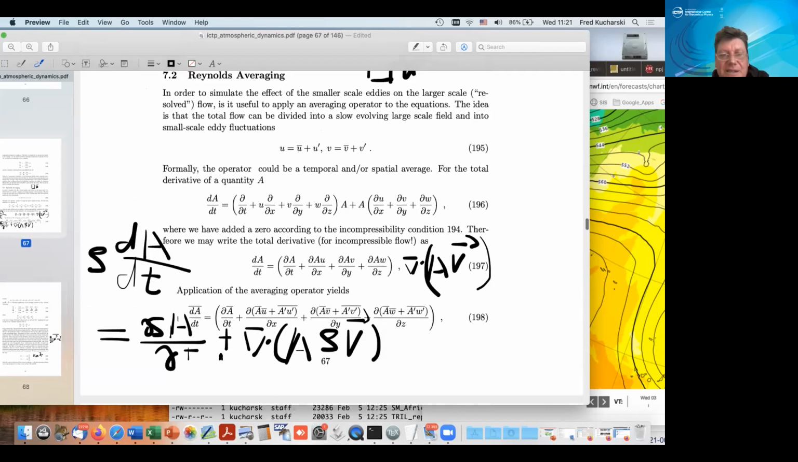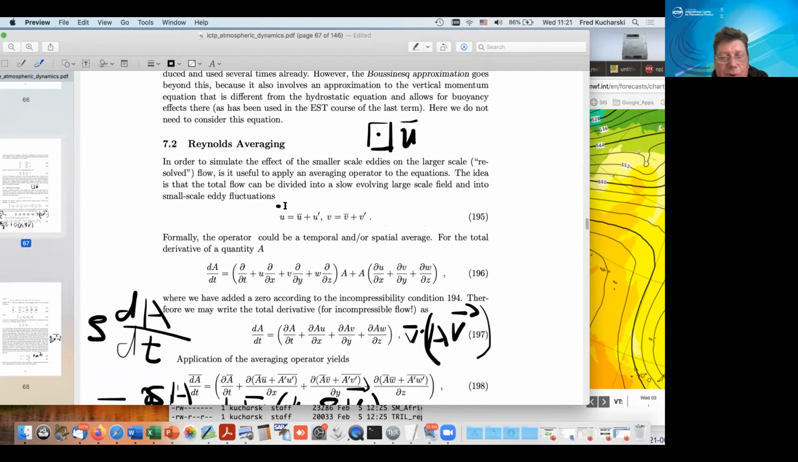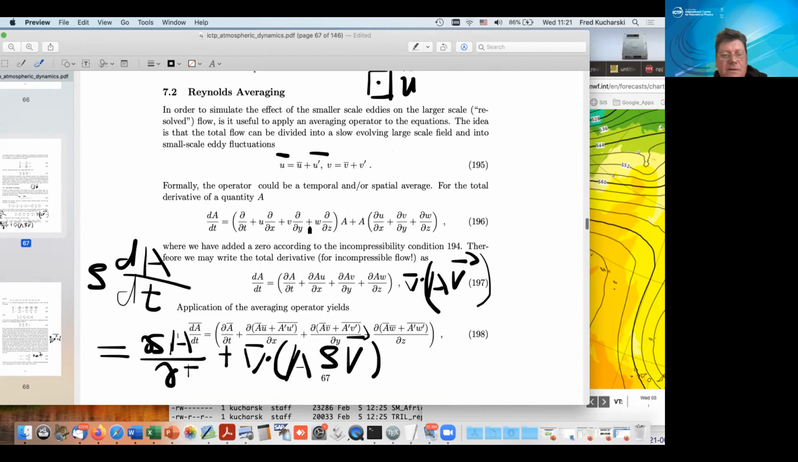We can immediately see this here. If we put an average here, then A bar is equal to A bar, of course. So that means that A prime bar has to be zero. Otherwise, this equation wouldn't be valid.